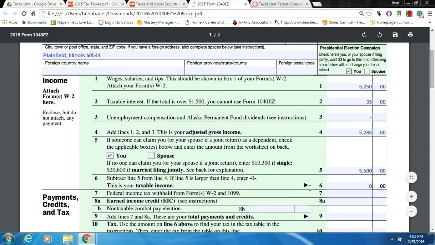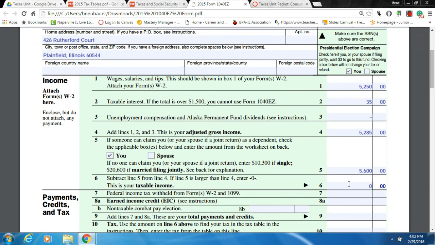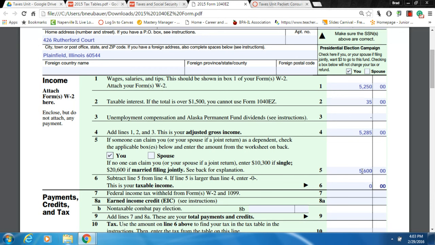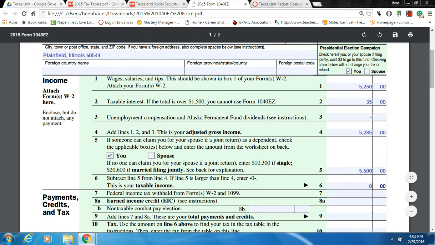That's your goal ultimately when we're doing this part and in real life. Your goal in real life is you want to try to get your taxable income as close to zero as possible. So since he didn't make that much money, Joseph K. Red only made $5,285 in income, he got a standard deduction of $5,600. So in all reality, he has no taxable income. And that's what it tells you right here.